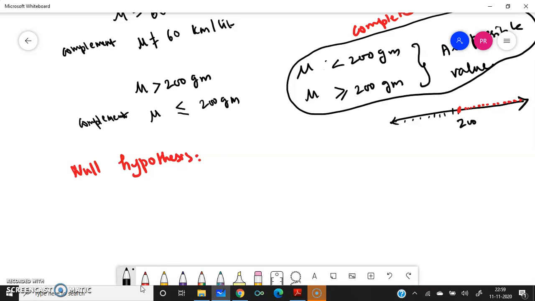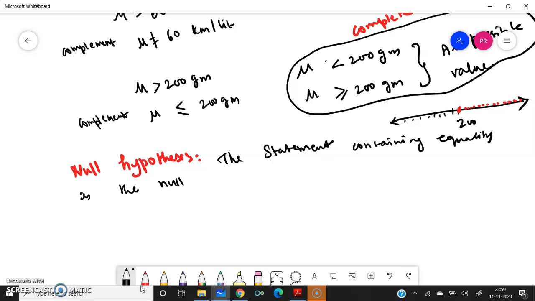The statement. Okay, null hypothesis is nothing but a statement containing equality. The statement which is having equality is known as the null hypothesis.